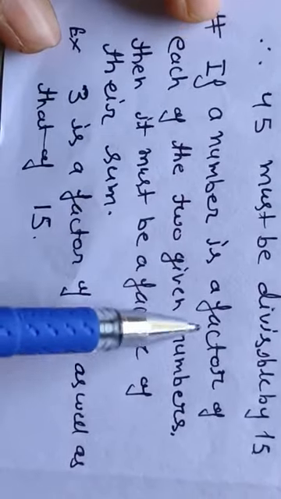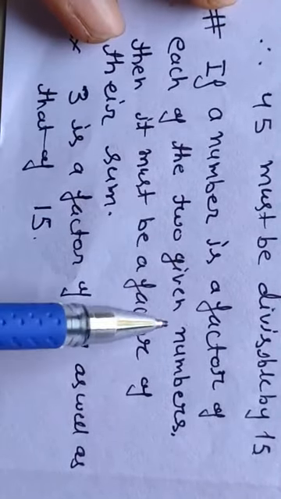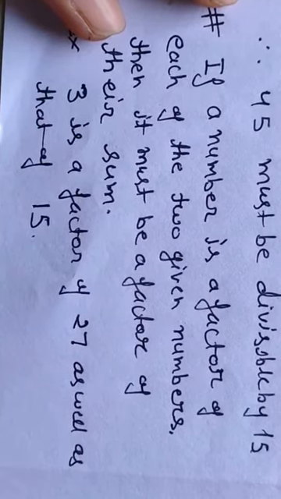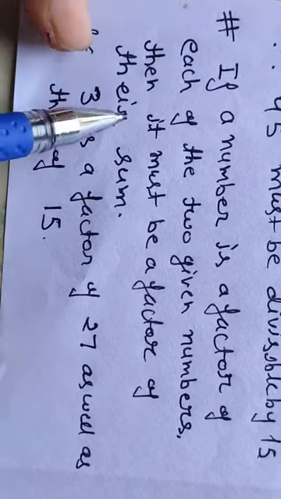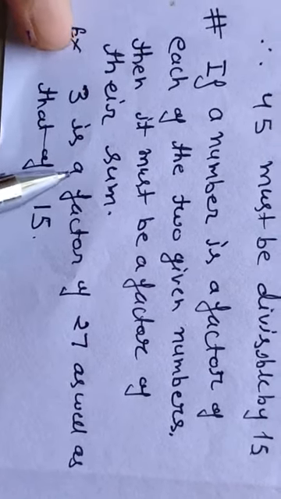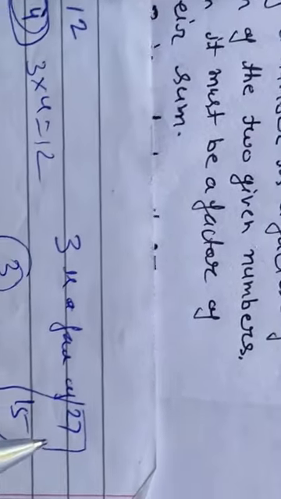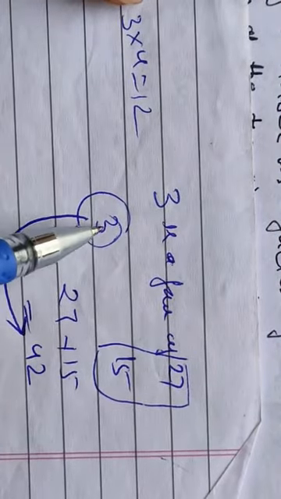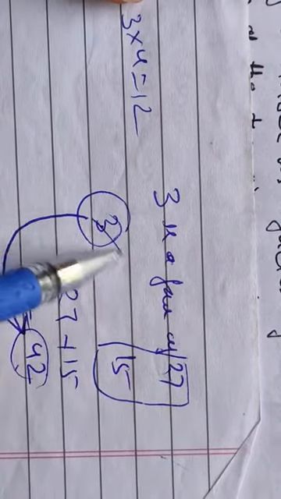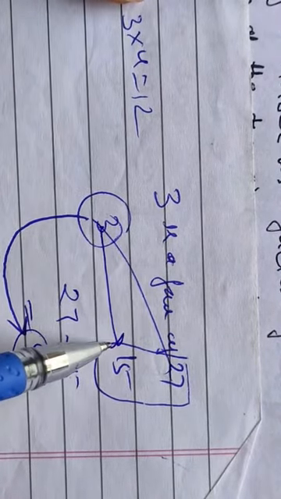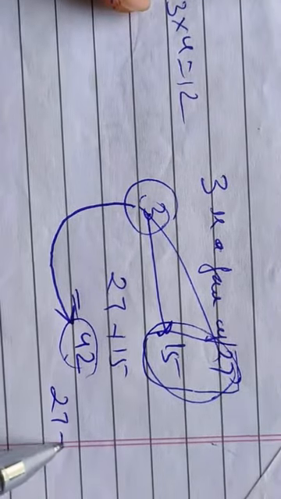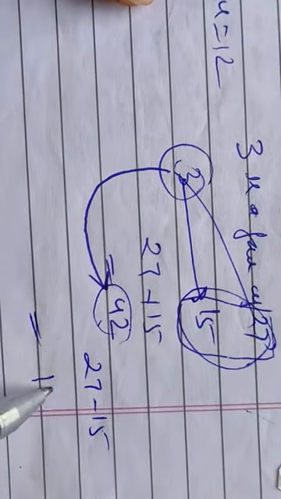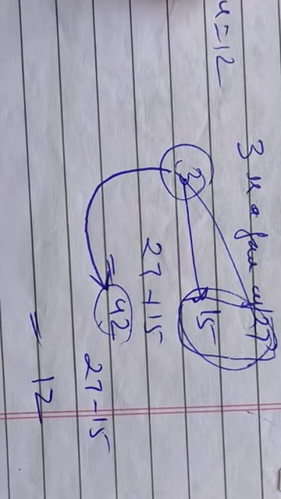Okay, understood? See again, if a number is a factor of each of two given numbers, for example 3 is a factor of 27, also a factor of 15, then it must be a factor of their sum. So what will be the sum? 27 plus 15 is 42. So 3 is also a factor of their sum. If 3 is a factor of 27 and of 15, it is also a factor of their sum as well as their difference. What will be the difference? 27 minus 15, and the difference is 12. So 3 is also a factor of 12.